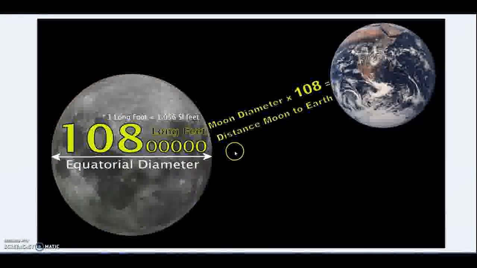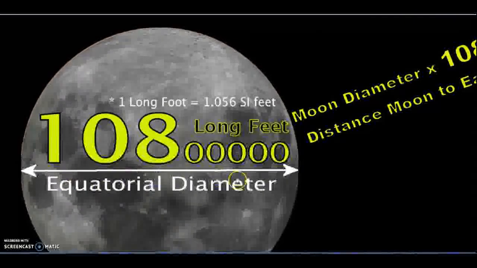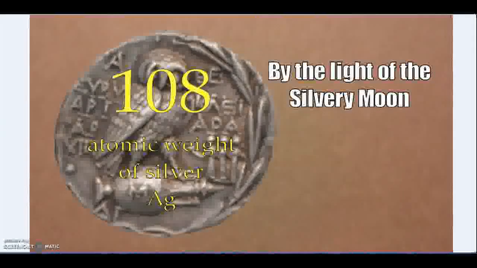And in astronomy, for instance, if I multiply the diameter of the moon times 108, I get essentially spot on, very, very close to the average distance from the moon to the Earth. 108 of the moon's diameter is the distance Earth to moon. But in this long foot, otherwise sometimes called the Persian foot, the diameter of the moon itself is 108 once again. So it carries on. Interesting that the atomic weight of silver is 108, and by the light of the silvery moon. So 108 is not just a moon number, it actually connects many things, but it's a convenient way to think of it as silver or the moon.